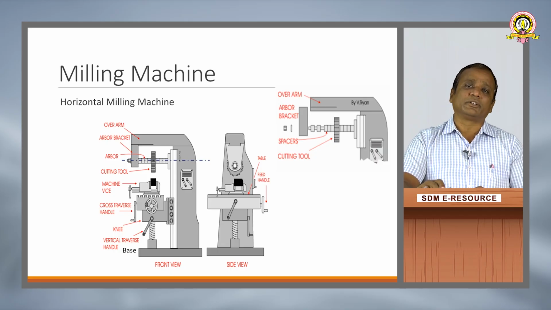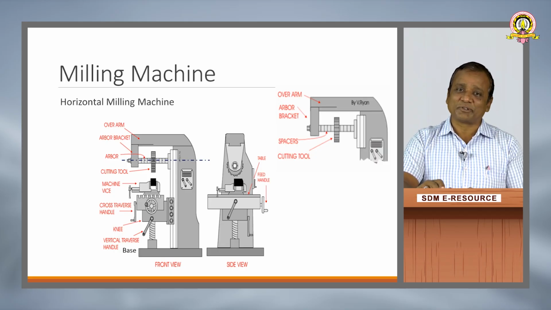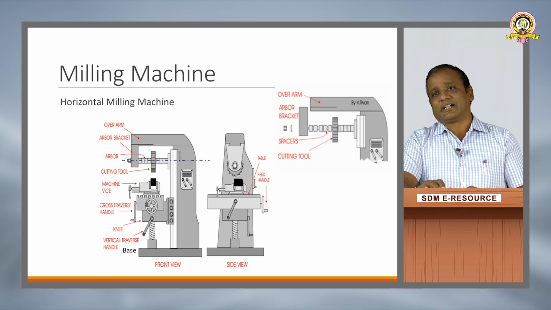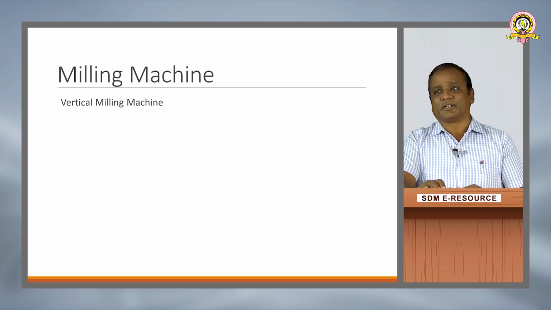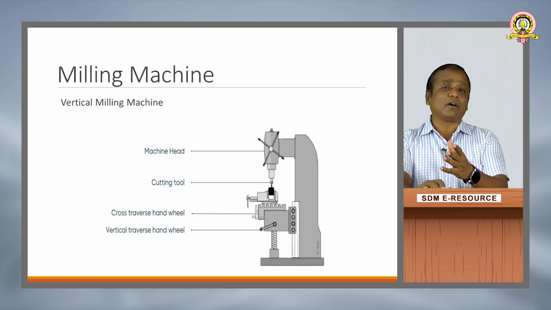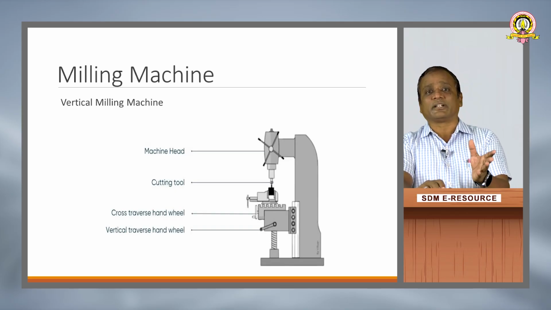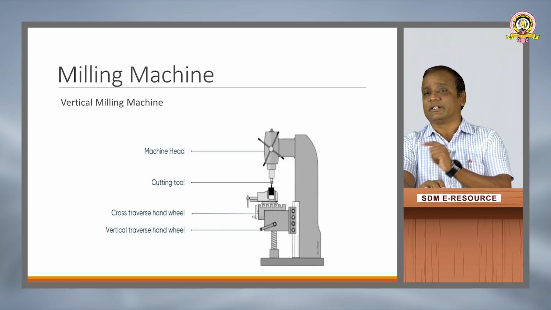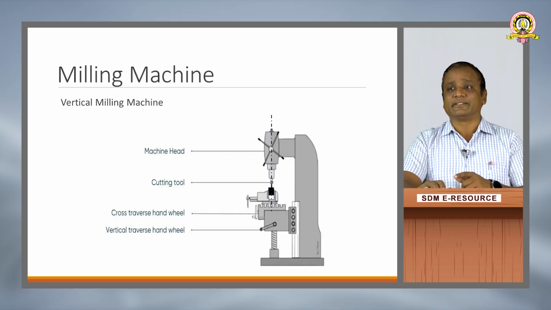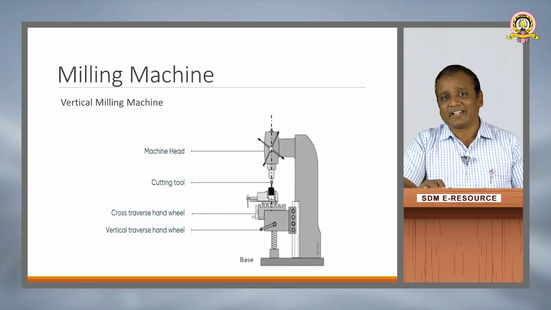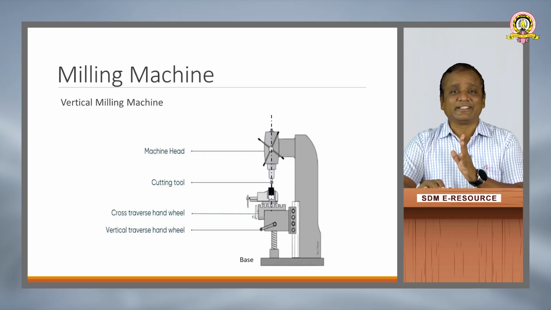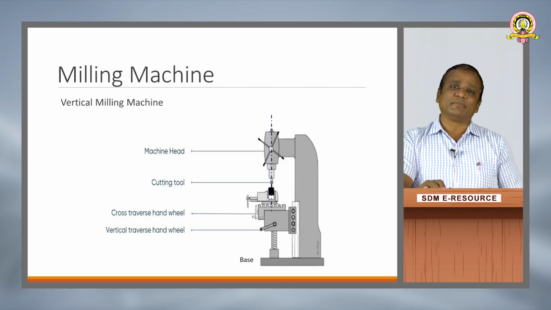Let's try to look into how this vertical milling machine looks like. So right now the screen that you're going to see is of a vertical milling machine, and by now you would have made out the difference between a horizontal and a vertical milling machine. Here, the axis is perpendicular to the base. Henceforth, it's vertical. This is the reason why we call this a vertical milling machine.